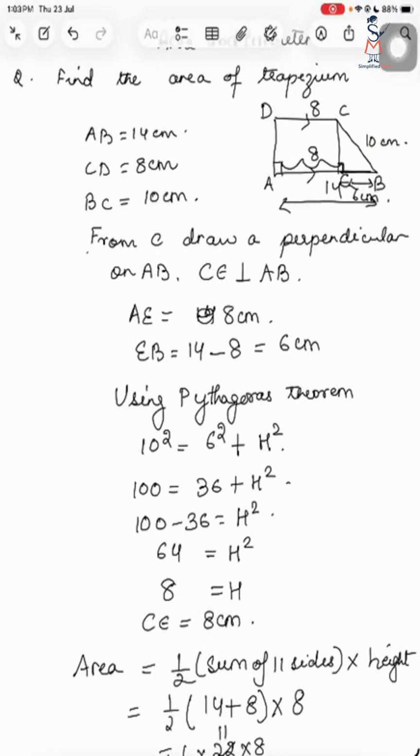So this you have to write and show that from C you are making a perpendicular on AB, which is meeting AB at E. Fine. So this, and EB will be 14 minus 8, and then using Pythagoras theorem you will get the height, and then using the formula you can find the area.